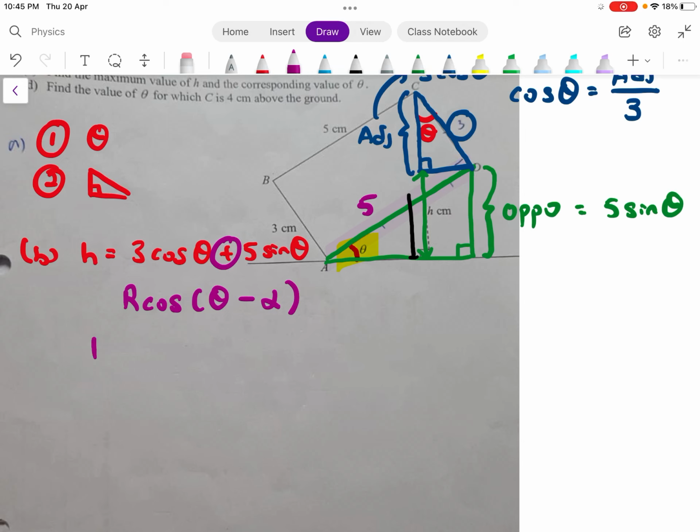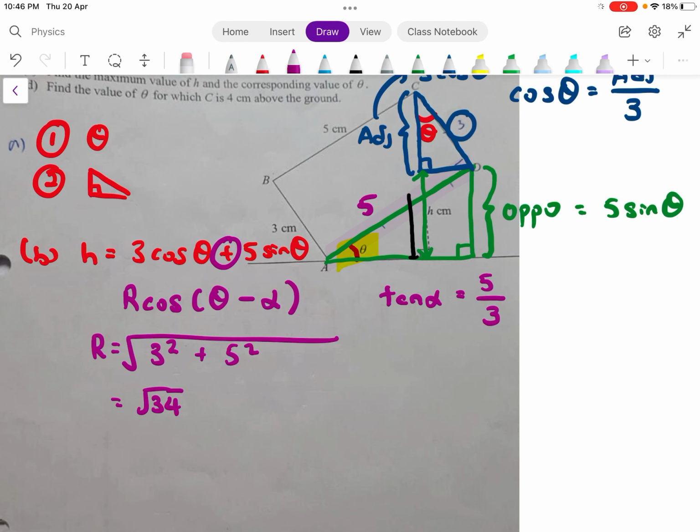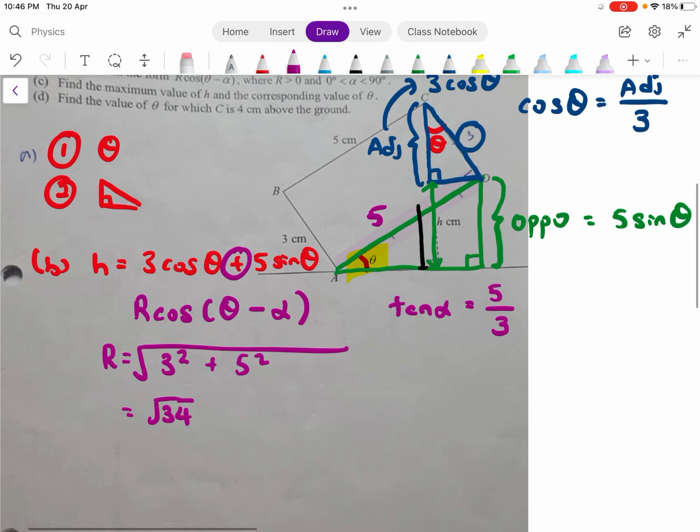What is R? R is simply Pythagoras theorem: 3 squared plus 5 squared. 3 squared is 9, plus 5 squared is 25, so 34, and R is square root of 34. What about your alpha? Always remember this: tangent alpha is equal to the second number divided by the first number. So alpha is tangent inverse of 5 over 3. Tangent inverse of 5 divided by 3, you'll get about 59.0 degrees.